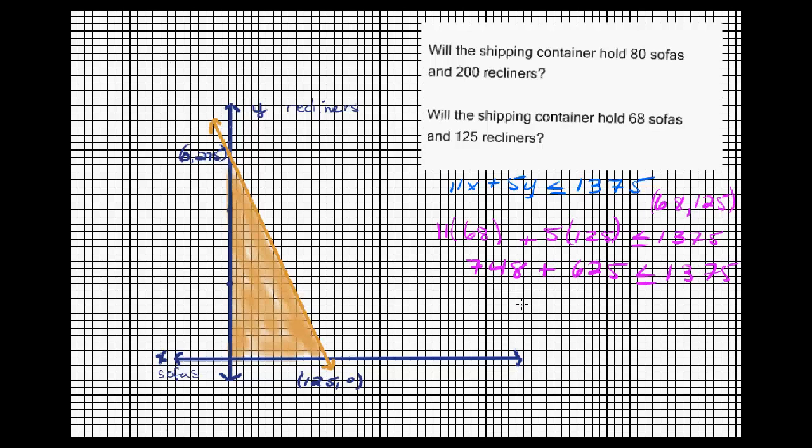748 plus 625 is 1373. And as we can see, 1373 is less than or equal to 1375. So this is a true statement. So that means that this particular shipment of 68 sofas and 125 recliners would definitely fit into this shipping container.